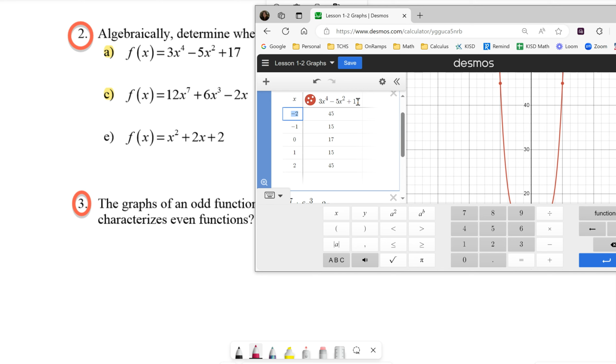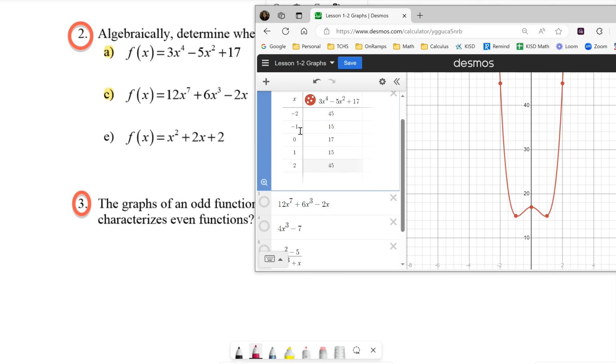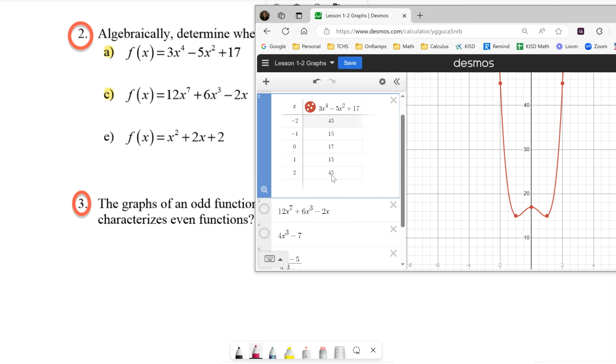If I substituted -2 in this equation, my answer ended up with a 45. If I substituted +2, I ended up with a 45. -1 with a 15, 1 with the 15. So as long as you chose an x value and evaluated both the positive and the negative, notice that the values always ended up being the same. I don't know what x you chose, but just to prove a point, you can just continue generating more values.